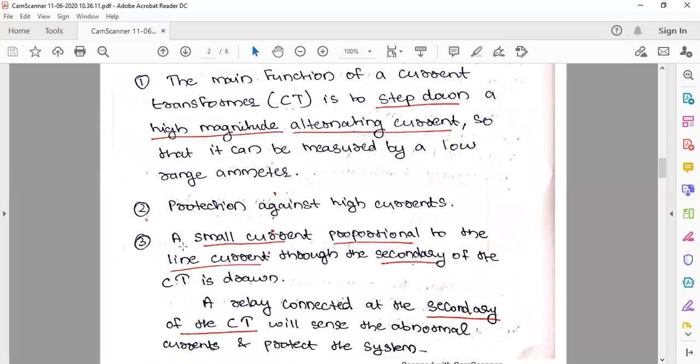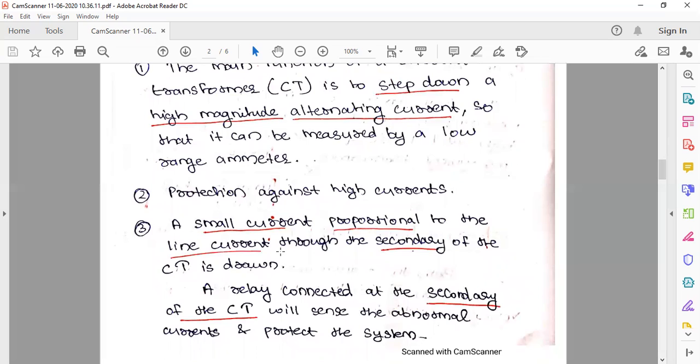A small current proportional to the line current is drawn through the secondary of the CT. In the secondary of the current transformer, I have shown you an example, only 5 ampere is coming. In the primary, maybe 1000 ampere is coming, so that 1000 ampere will be proportional. It depends upon the number of turns, so only that much current will come in the secondary. That is the current transformer for you. A relay connected at the secondary of the CT will sense the abnormal current and protect the system, right?